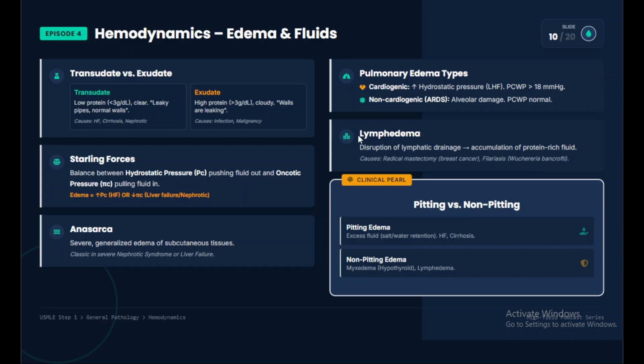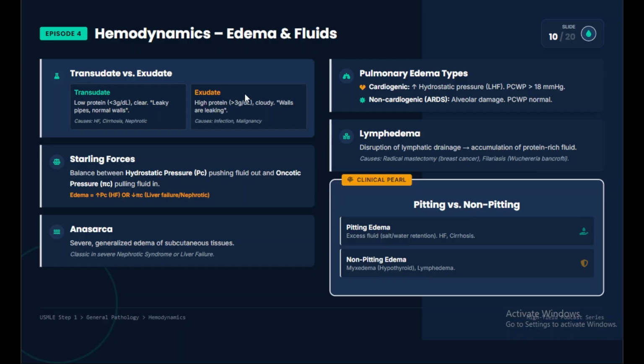So the first thing to know about the edema is the type of fluid accumulating. So either it is transudate or it is exudate. So let's talk about the transudate first.